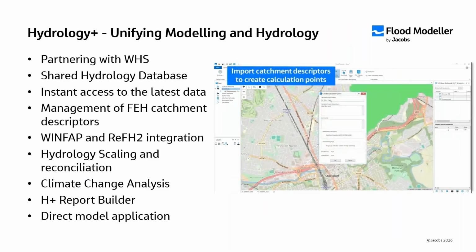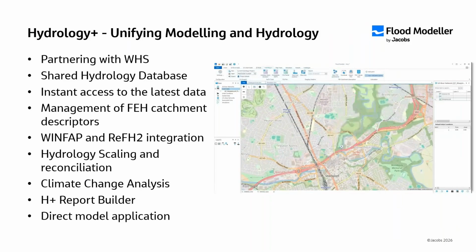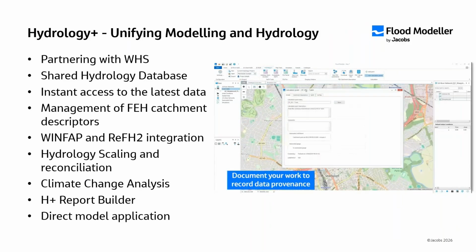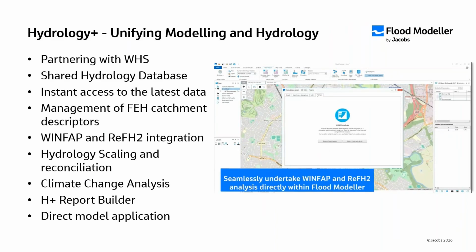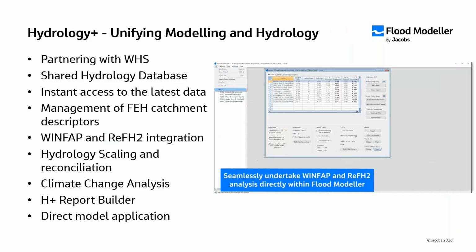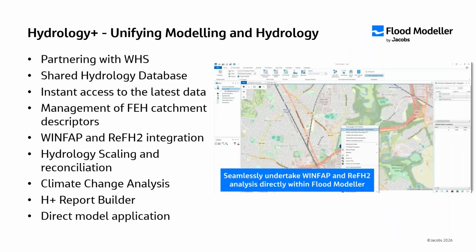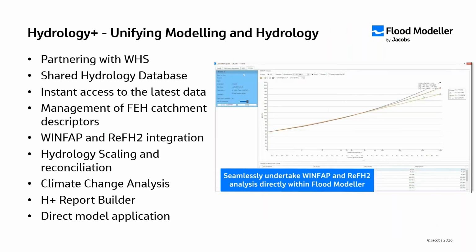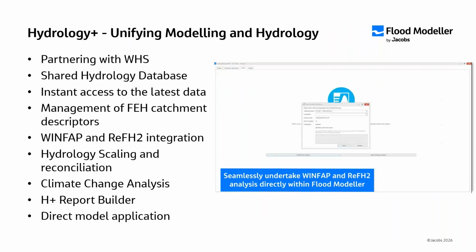You can start a new analysis by creating a calculation point. This is a flood estimation point. And from there, the user interface takes you step by step through a hydrological analysis, starting with a review of the catchment, a review of the catchment descriptors, and then finally moving on to both WinFAP and RFH analysis, at which point you jump into the right software automatically. And once you've completed that analysis, it gets brought straight back over into Flood Modeler. So you can see all your hydrological analysis directly in Flood Modeler.